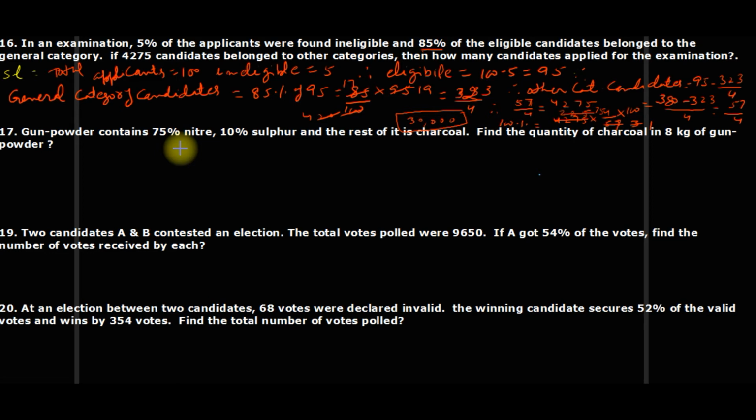So first we will find percentage of charcoal. Here percent of charcoal, total 100 minus 75 is niter, minus 10% is sulfur. So 75 plus 10, 85, minus 100. So remaining 15% would be charcoal.